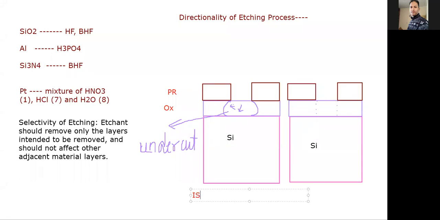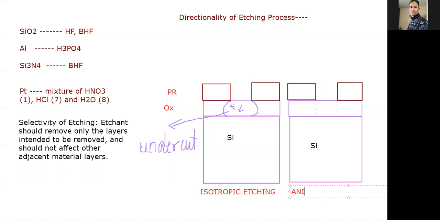Okay, so this type of etching we call isotropic etching. Isotropic etching means which is omnidirectional, which is happening in all directions. This isotropic etching is not required actually. We wanted a perfect vertical cut.